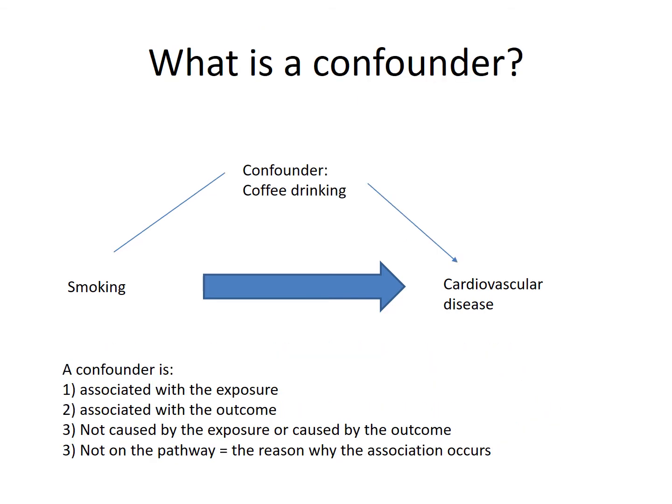So put differently, we have these rules that to be a confounder, it has to be associated with the exposure, has to be associated with the outcome. It can't be just associated with one or the other. It has to be both. And that it can't be caused by the exposure or caused by the outcome. And the sort of three is repeated twice because if it's caused by the exposure, then it breaks the rule that it can't be on the pathway. So it can't be the reason why the association occurs.